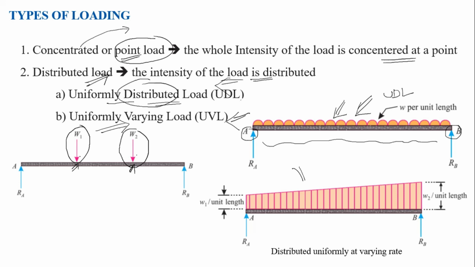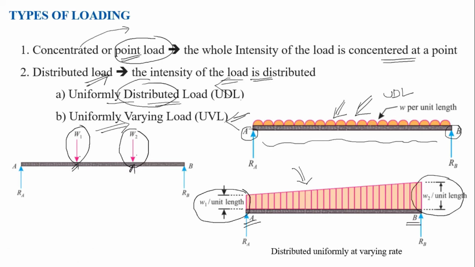So this one is the last category, which is called a uniformly varying load. The load is distributed at a varying rate. See here, W1 per unit length at point A, whereas at the end point B, W2 per unit length. So end A is different and end B is different. That is why this is called a uniformly varying load.